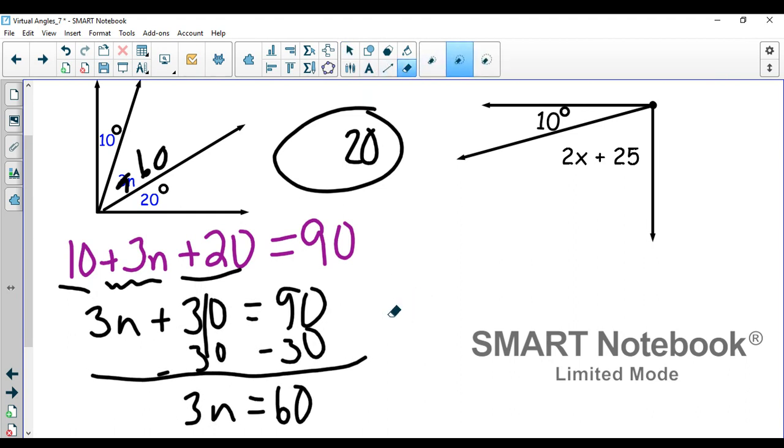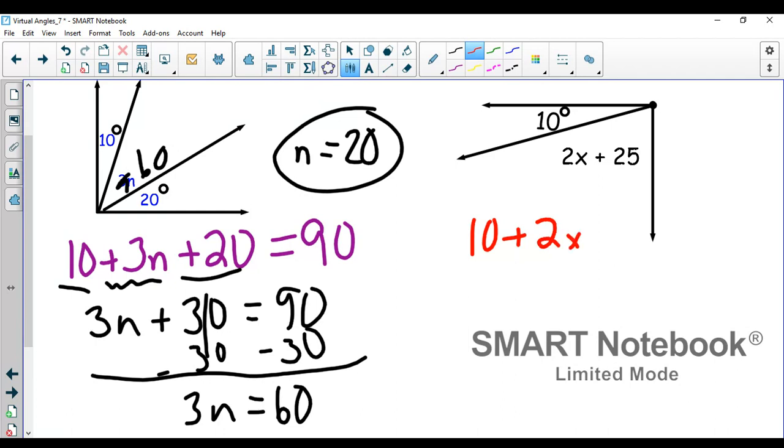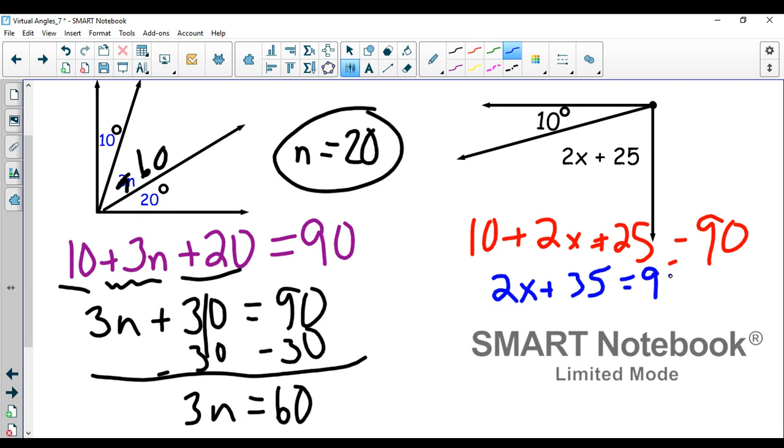Okay, it says right angle. I can see the right angle. I can see that this forms a right angle right here. I can also see that I have a variable, an unknown in here. But I do know that if I take that 10-degree angle plus this angle, which is 2x plus 25, if I add those two together, it gives me that 90-degree or right angle. So same idea, I'm going to combine my like terms. 2x plus 35 equals 90.